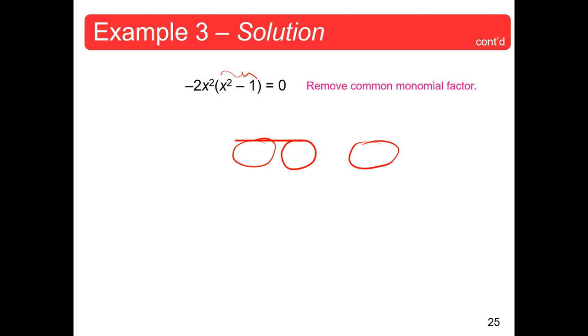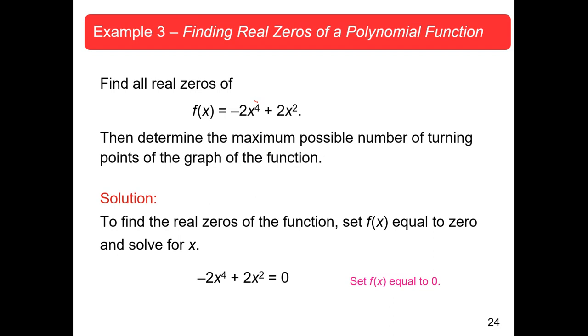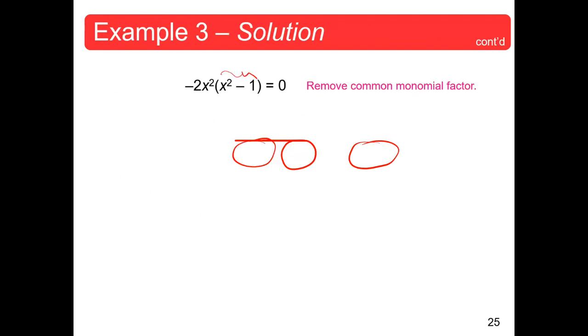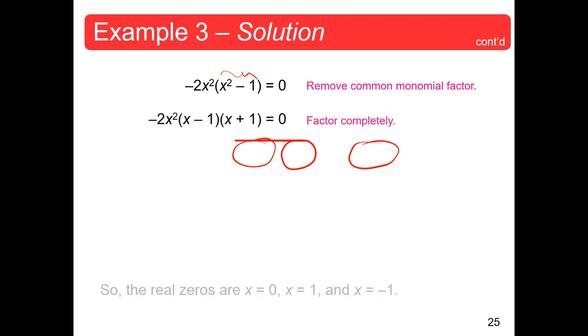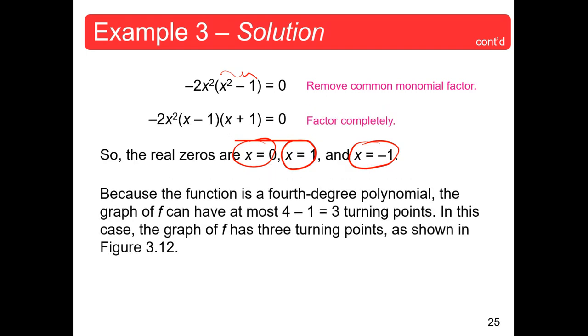Now, if we go back to this, we have a degree of 4. We know that we have at most 4 zeros. In this case, we only have 3. And we know we have 4 minus 1 turning points, or 3 turning points. So, again, with 3 turning points, we can have at most 4 zeros.